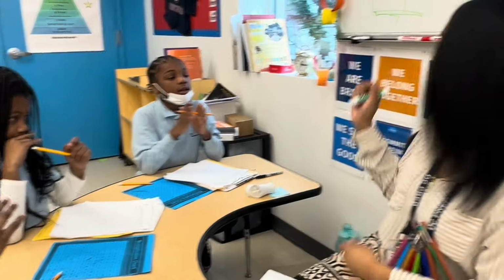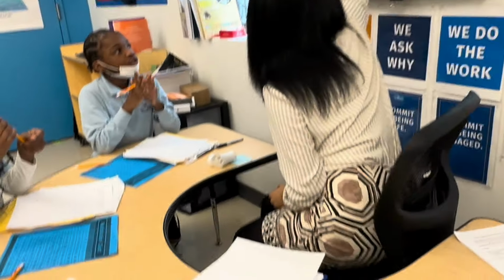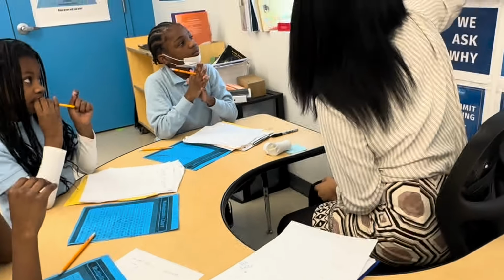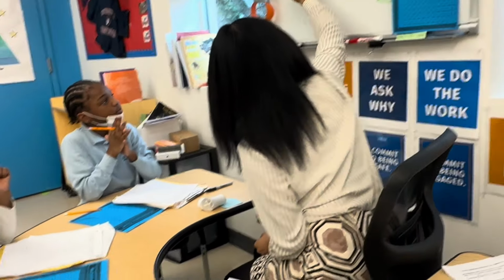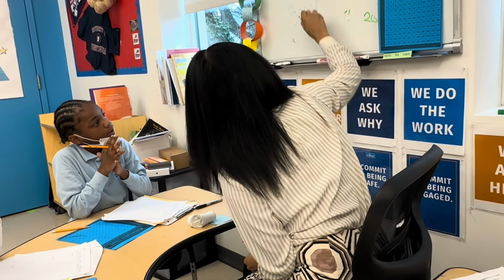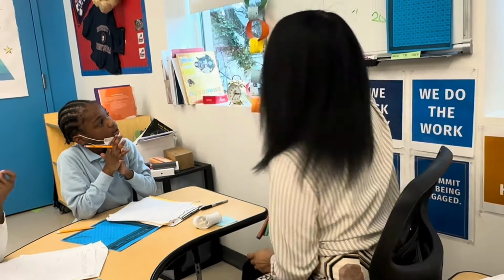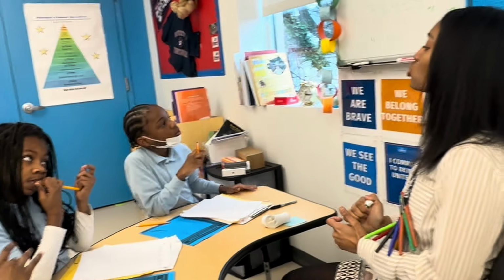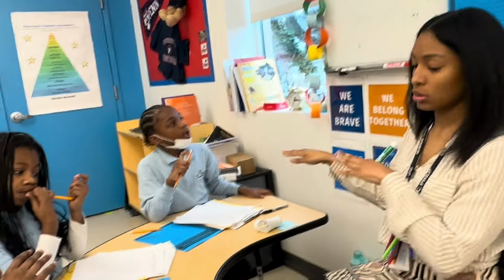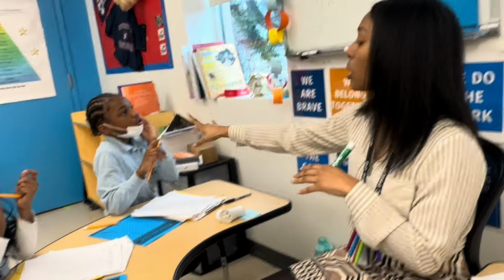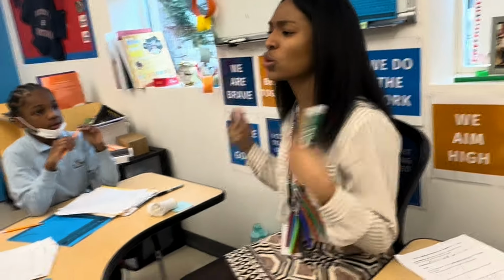Okay, let me ask you a different question. If I gave you an equation that looks like this, how would you solve this? What would you do? What strategy would you use? I would count by fours. Pause. He said count by fours 3 times.